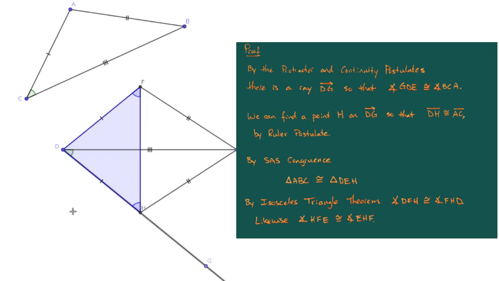And so likewise, looking at this triangle that we have here, because we know that EH is going to be congruent to EF, that also gives us an isosceles triangle. And so we know that those two base angles are also going to be congruent, again, by our isosceles triangle theorem.